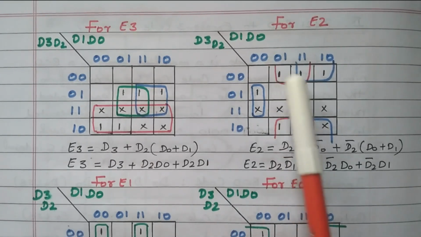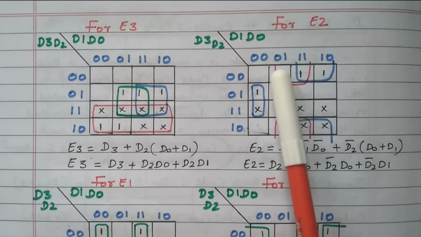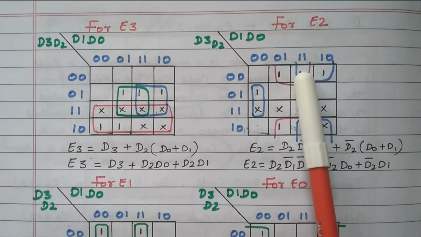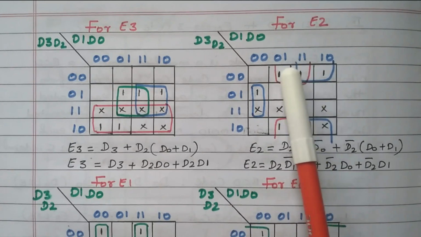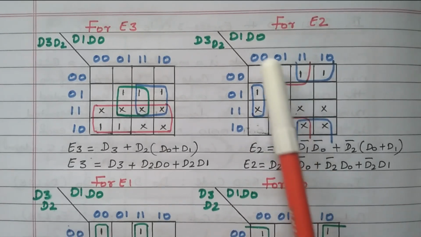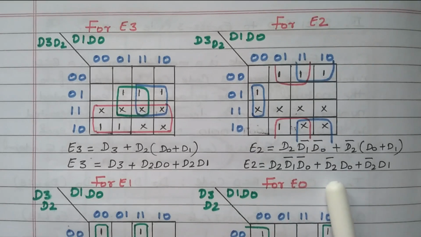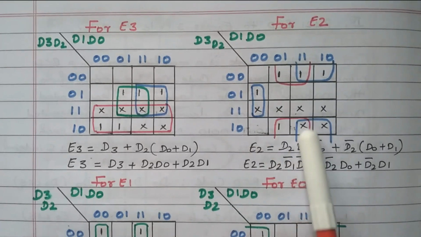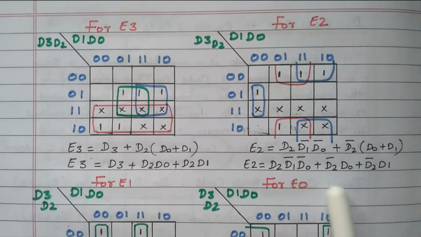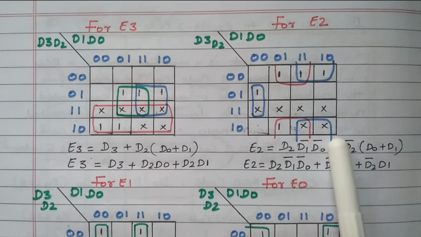Then what is available in the second row, second column and third column? 0, 1, 1, 1. So the first number here is 0, here 1, so it got cancelled. The second number is 1, available in both columns. What is the second number? D0. So D2 dash, D0, right? So by grouping these red color 4 cells, what we got? D2 dash and D0.